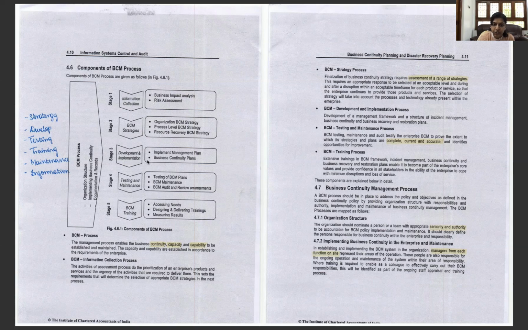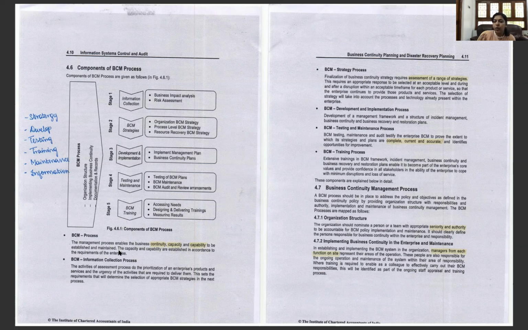Development and implementation. Implement management plans and business continuity plans. Testing and maintenance. Testing of BCM plans, BCM maintenance, and audit and review of arrangements. And then training, assessing the needs, designing and delivering trainings, and measuring the results. These are the stages of BCM. Okay, and then we are moving to BCM as a process. The management process enables a business continuity, capacity, and capability to be established and maintained.